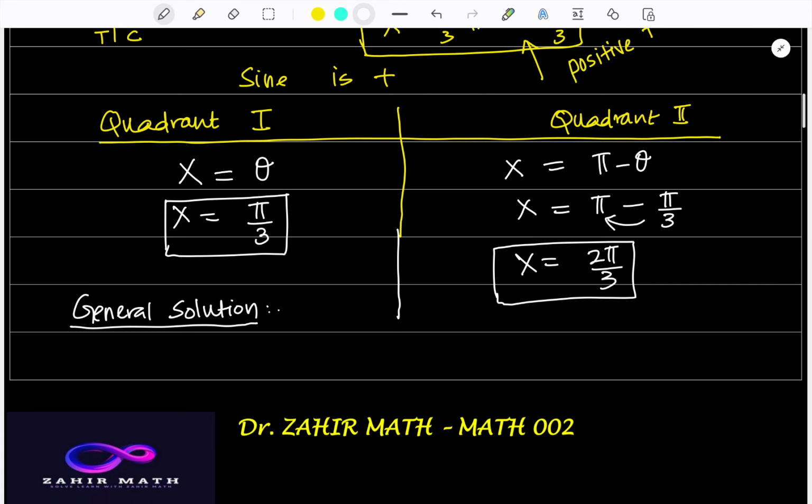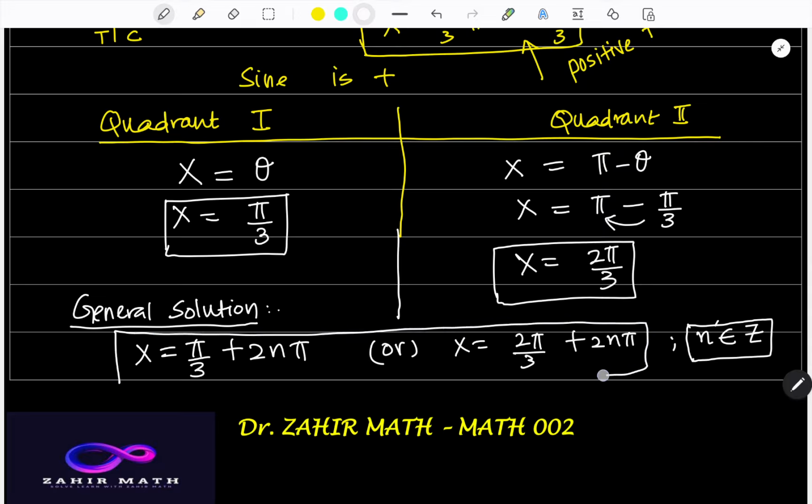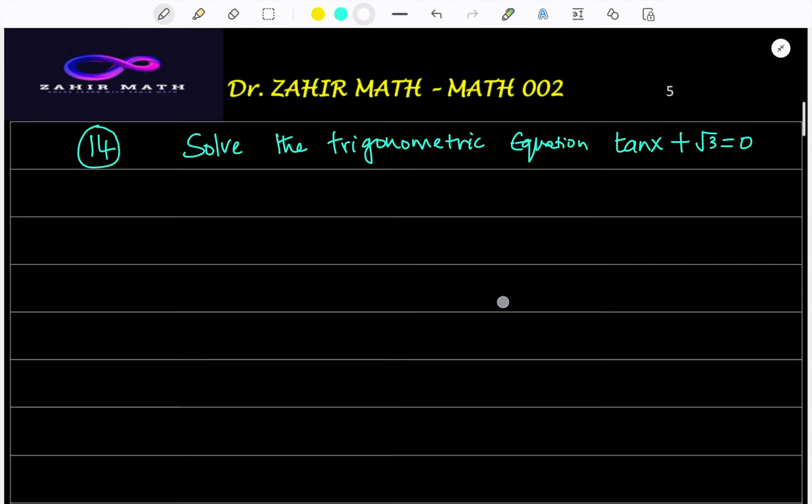So general solution: you got x equals pi by 3 plus 2n pi, or x equals 2 pi by 3 plus 2n pi. What is n? n is an integer, belongs to the set of all integers. You just write like this. So this is your general solution. Clear, all of you? Very easy if you remember the first two sets of formulas. Let's go to the next question.